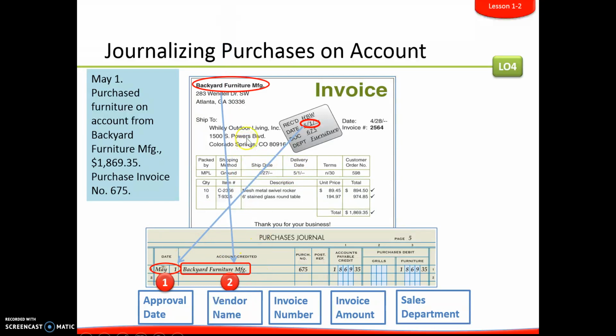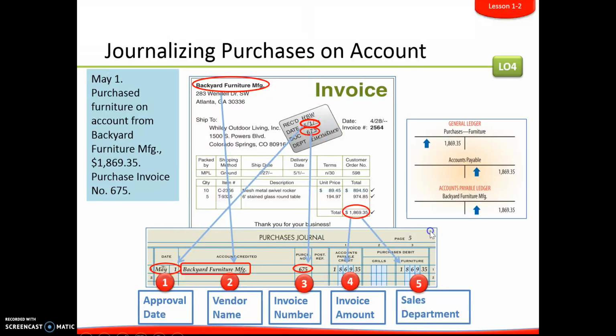The vendor name obviously is coming from Backyard Manufacturing. Our invoice number is 675. Again, that's coming from right here. And then our invoice amount is 1869.35. And then this is what's different.